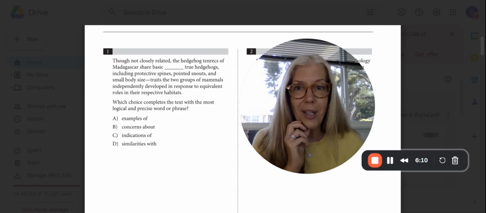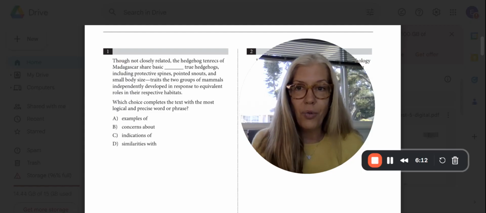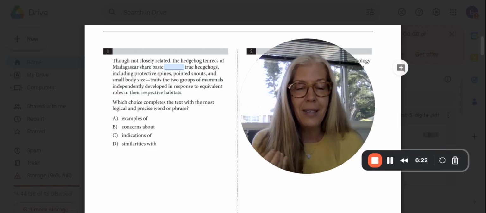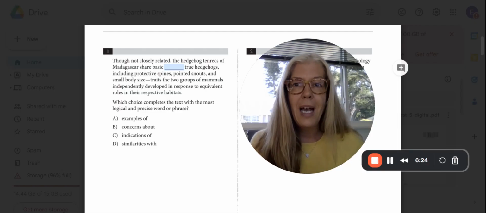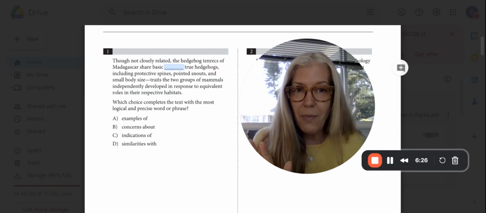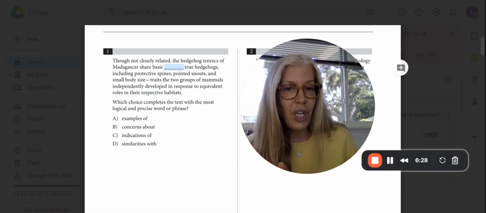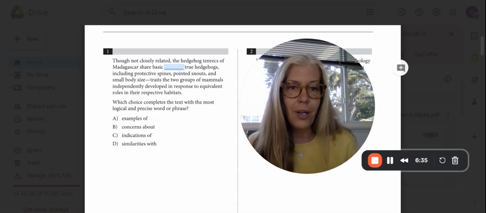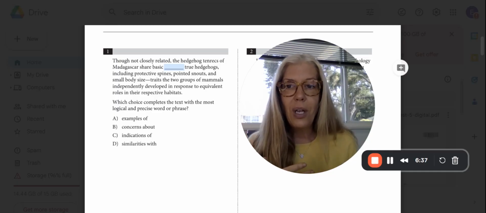So here's one of the ways to usurp that trick: read the text and come up with a very simple logical word that could take the place of that blank space. Kind of like a Taylor Swift song. You have a blank space, you want to put a word in it. You want to be very careful that you don't change the meaning of the sentence, but just come up with a very simple logical word that could go in that space.